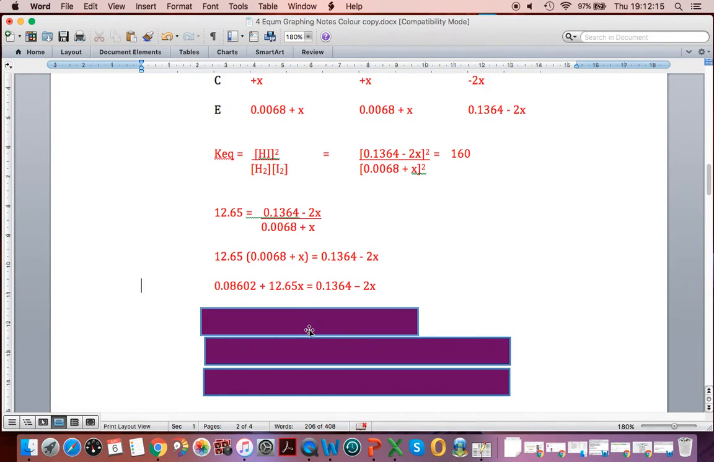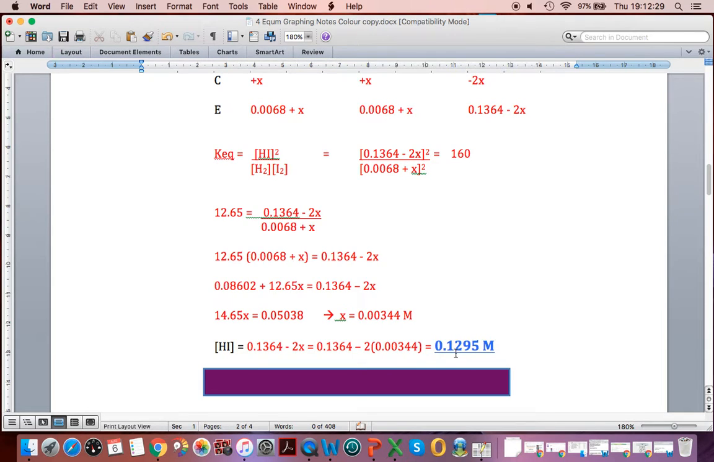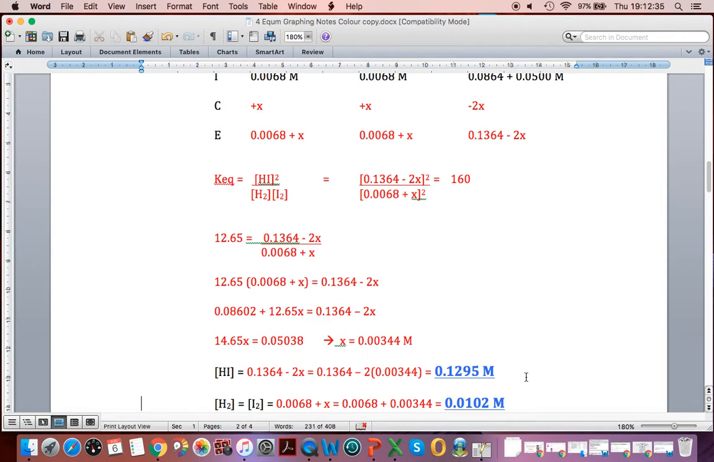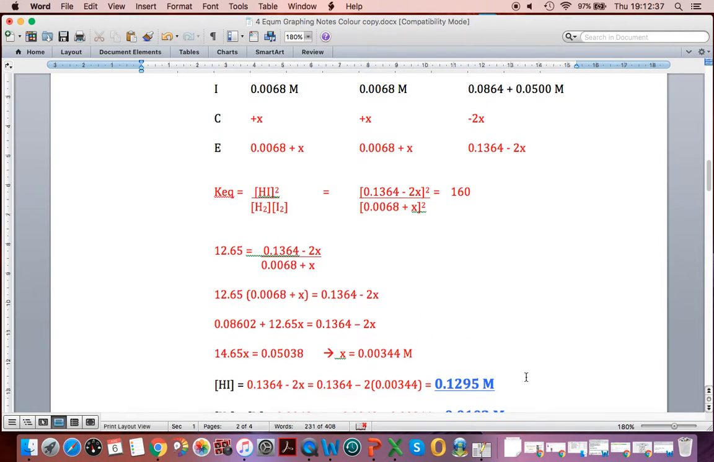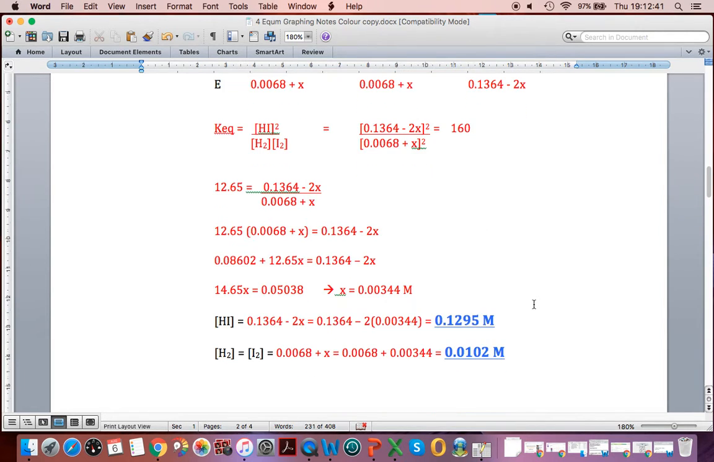And we come along, and we do that, and we gather like terms, and our x is 0.00344, big M, and then we go back and apply this number in here and get our equilibrium concentrations. So the HI is 0.1295, the other is 0.0102, and so we see yes, this did drop, and yes, these went up. Alrighty.